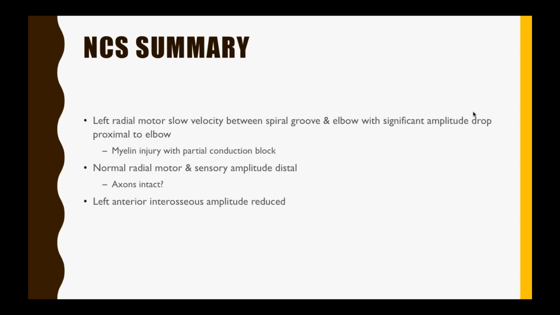With the radial motor and sensory distal amplitude, we can assume that the axons were intact. And with the left anterior interosseous, we're not sure if the damage is from a conduction block or if it has true axonal involvement. We only have one stimulation site, so at this point we can't tell if there is damage to the axons or if this is just a conduction block.